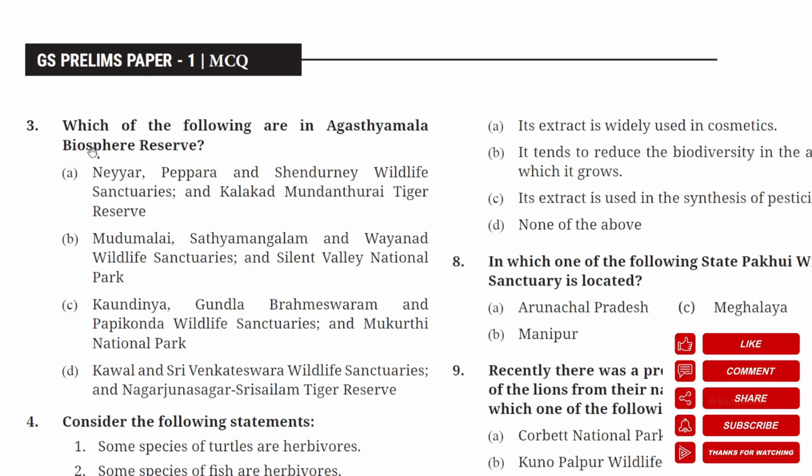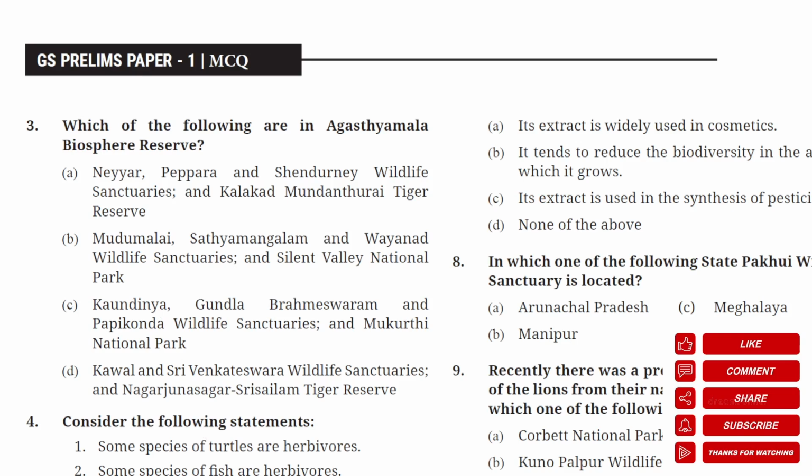So I can eliminate. For example, if it is in the southernmost tip, then Nayar, Peppara seems to be the correct answer. But one should eliminate also. So Mudumalai, Satyamangalam, mostly in the Tamil Nadu region, but not the southernmost tip. Kaundinya, Gundla, no, these are also not found. Papikonda basically in AP region, so this is also eliminated. Kawal and these are also in AP region only. So basically the answer should be A, that is Nayar, Peppara, etc.